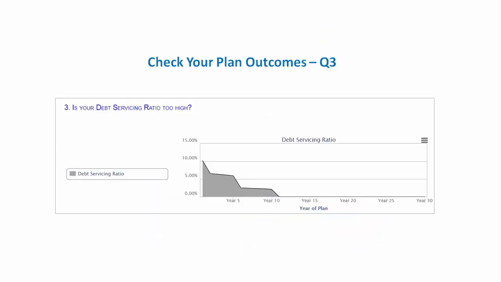The debt servicing ratio is the percentage of your after-tax income allocated to the repayment of all debts, including any planned additional payments. Is your debt servicing ratio too high? Is an important question to consider.